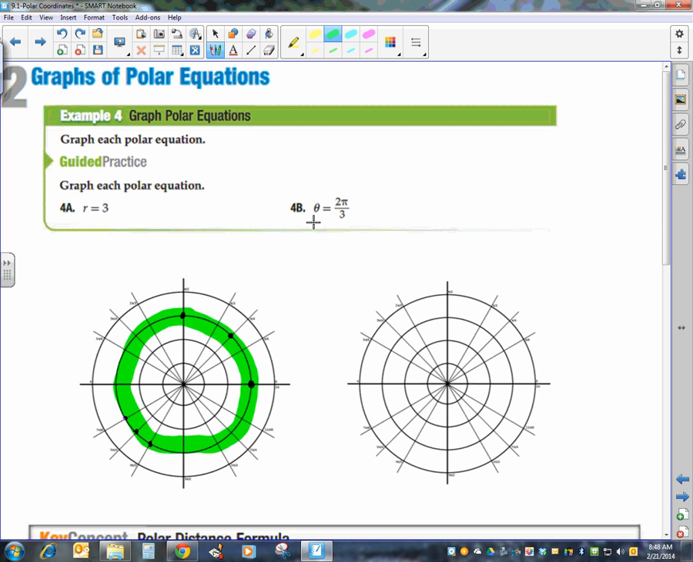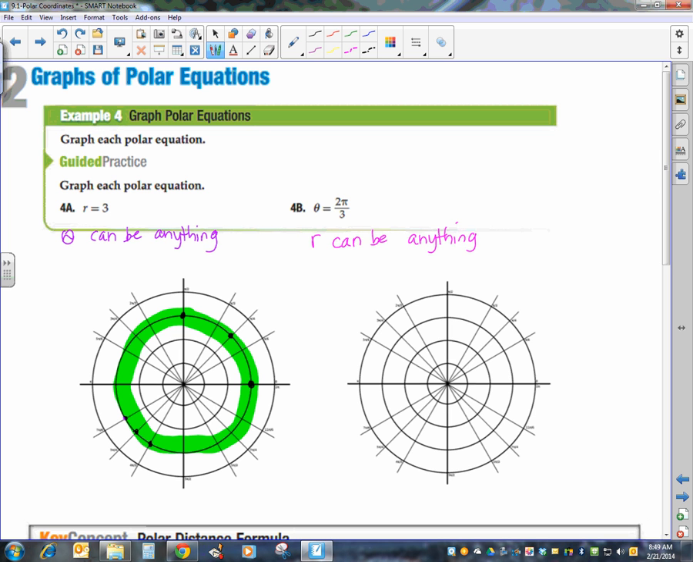So what's it going to be like if theta is 2 pi over 3? If theta is 2 pi over 3, where is 2 pi over 3? Pi over 3, this is 2 pi over 3. So if I go to 2 pi over 3, r can be anything. So r can be anything because theta is 2 pi over 3. Back over here, theta can be anything you want it to be.